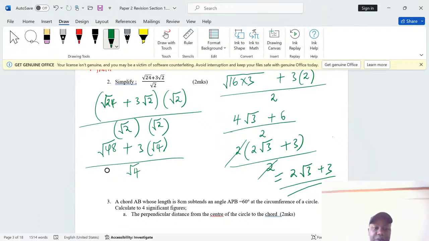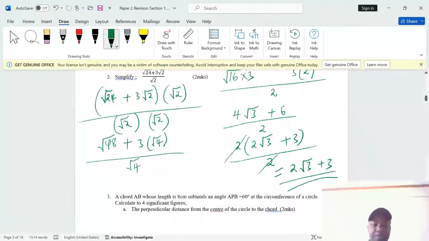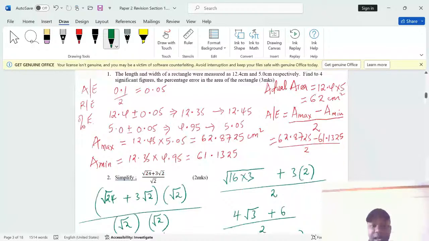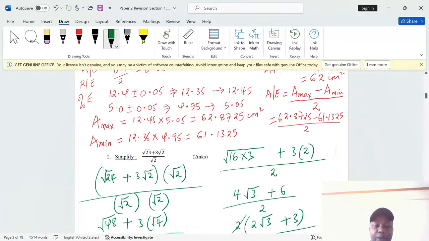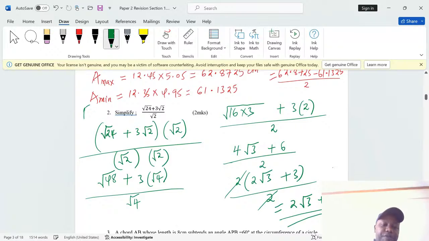We continue to number 3. I told you that in a fair mathematics paper, the section 1 comprises of form 3 questions and form 4 questions, but the form 3 carries a lot of weight, because as we continue analyzing, you see this one was a form 3 question, that is number 1. Surds is also in form 3.